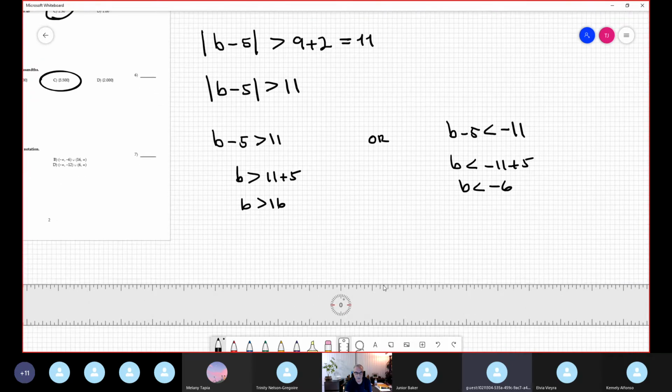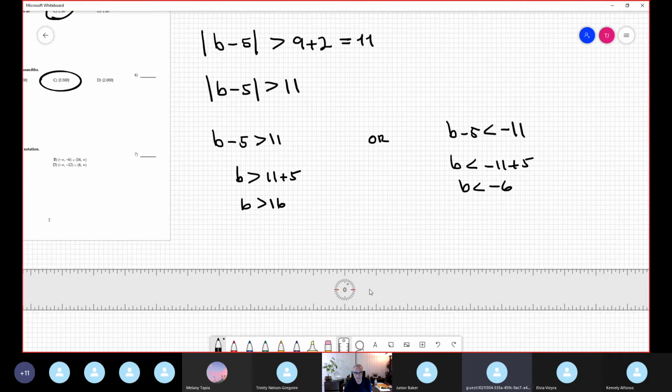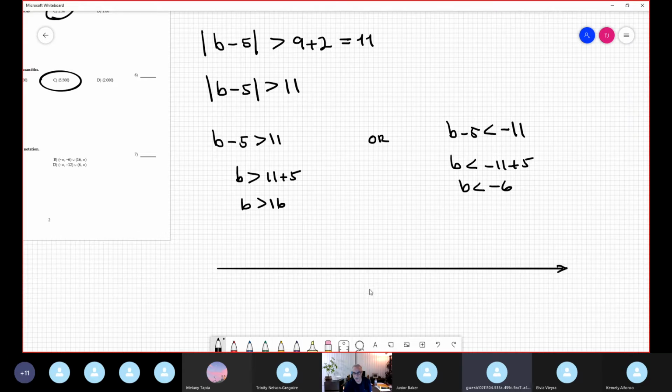Look, this is our famous number line. All real numbers, infinity positive, infinity negative. 16, I suppose here, 16. And negative 6, I suppose here, because 0 is just in the middle. Okay, so this is greater than 16, this interval. It doesn't include 16, so it's a parenthesis.